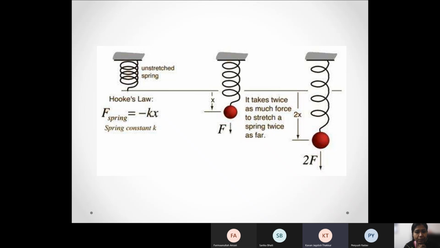Sarika? Sorry, Sarika? Yes, ma'am, I remember. Yes, Hooke's law? It's like an equal and opposite force. Yes, if we simplify it a lot, then yes, it is an equal and opposite force. But how do I say it? The point is not equal and opposite force.